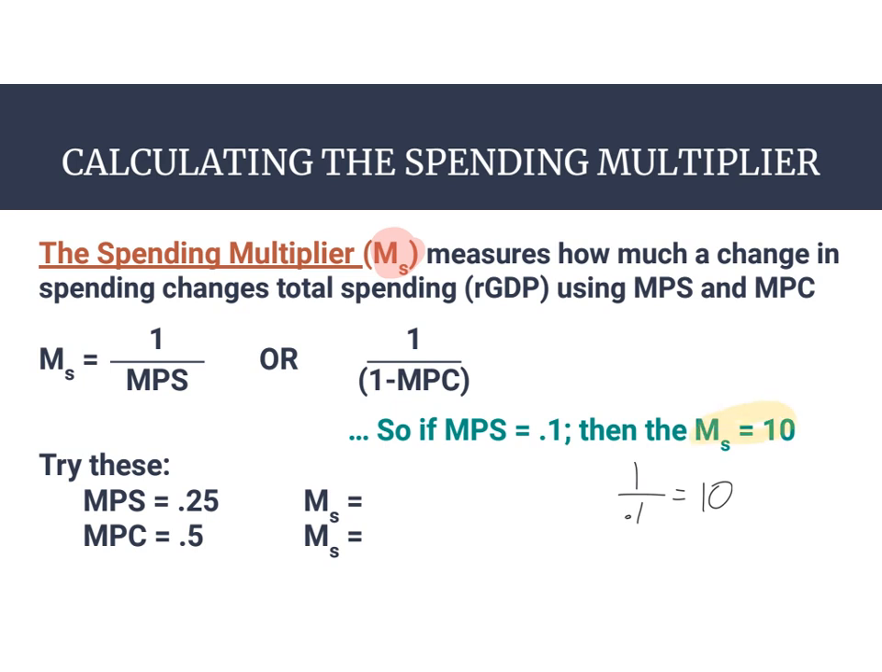All right, now let's try some other ones. What if the MPS, the marginal propensity to save, is 0.25, which means that for every dollar earned, people are saving 25 cents.